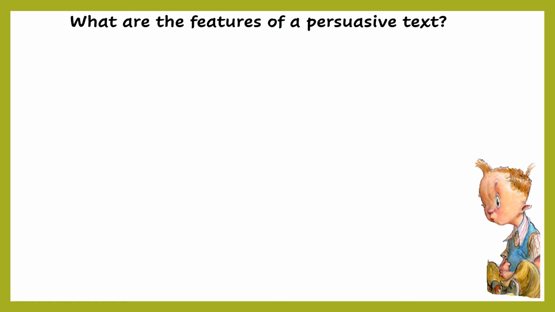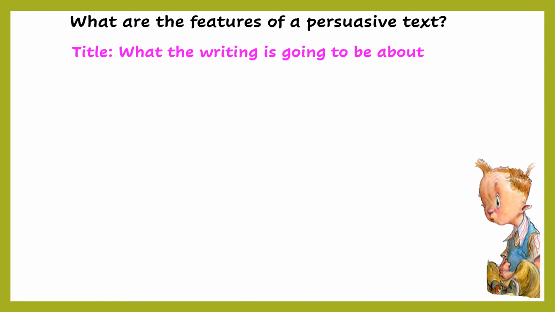Do you remember we were talking about persuasive texts, and all persuasive texts have the same features, and by that I mean in what order we're going to write our opinions down. The first thing we're always going to start with is a title, and that tells the reader what we're going to be writing about.